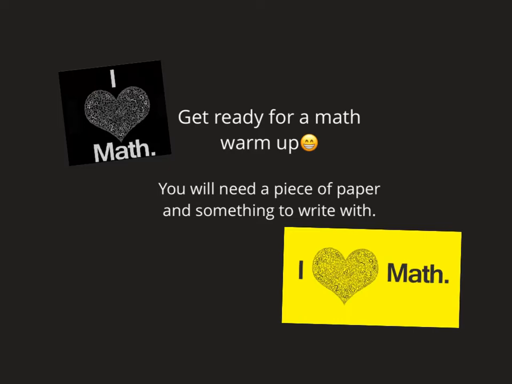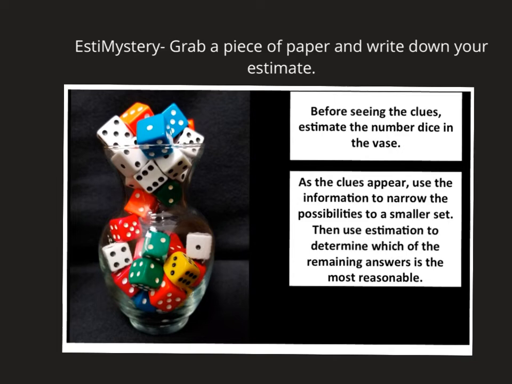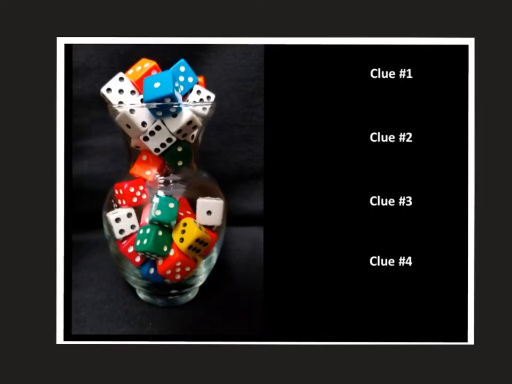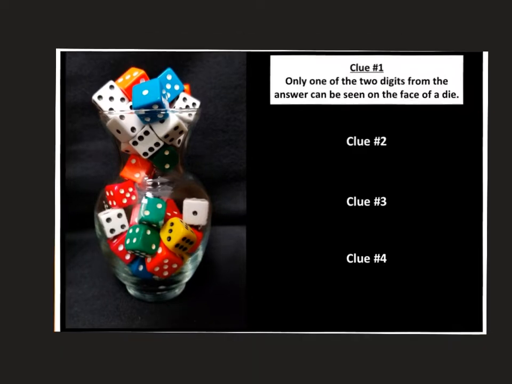I'm going to go through the clues, but at any time, if you need more time to adjust your estimate, just pause the video. All right, before seeing the clues, you're estimating how many number cubes are in the vase. Make sure you have your estimate down. Here is clue number 1. Only one of the two digits from the answer can be seen on the face of a number cube.